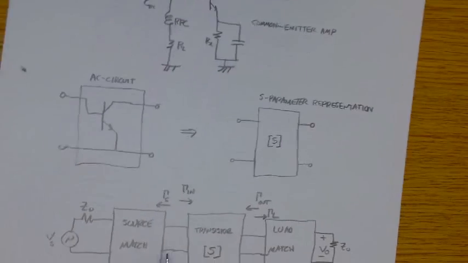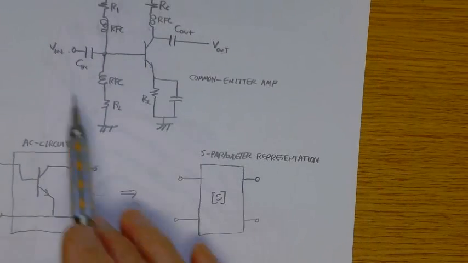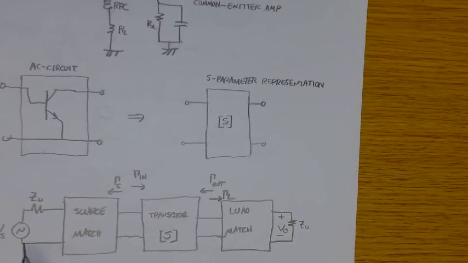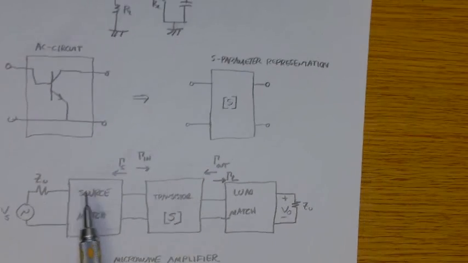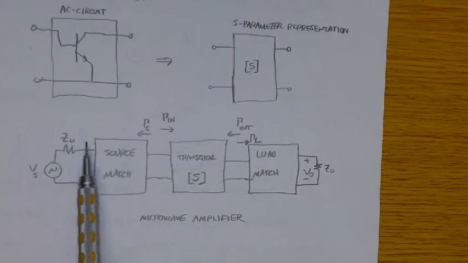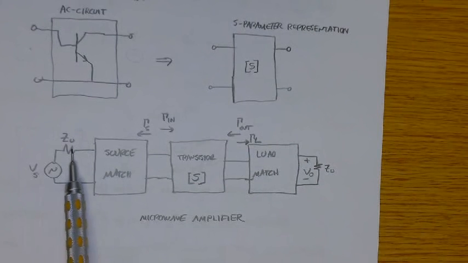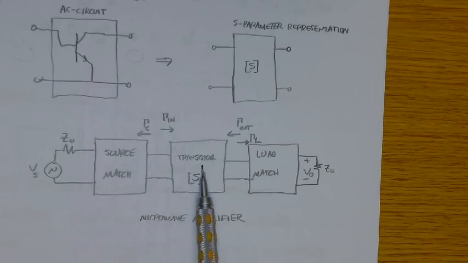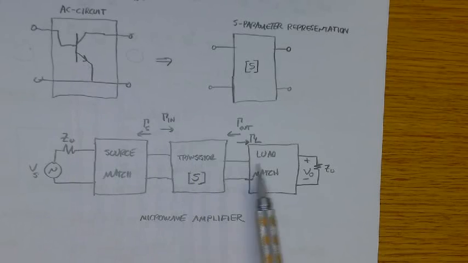Okay, so how is the RF amplifier used in the circuit? Here's a microwave amplifier. Here's our source. It has some source voltage and its internal impedance, Z naught, typically 50 ohms, then a source matching network. Then here's our transistor. And then the load matching network, and then the load.